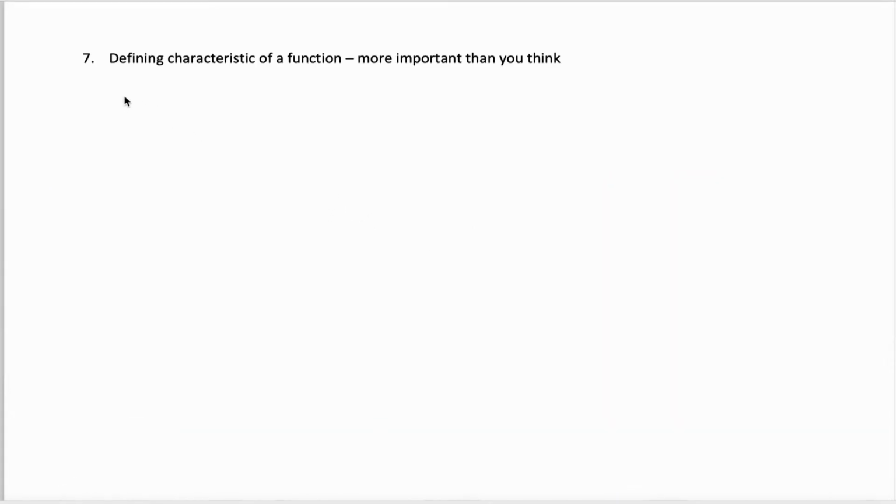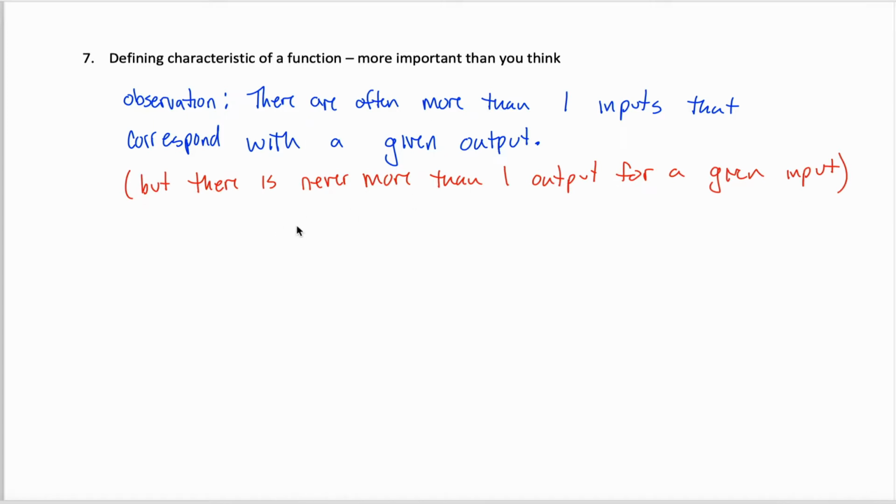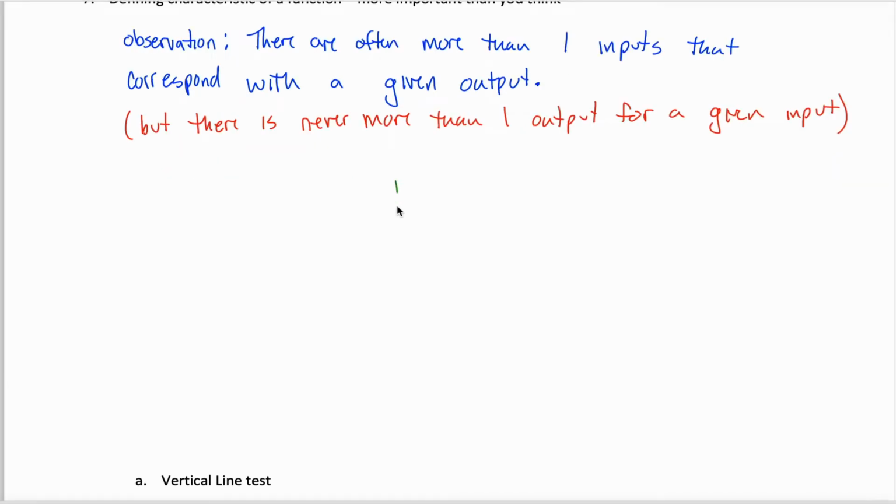From the examples that we've done so far, you might come up with this observation. And that observation is that there are often more than one input that corresponds with a given output. And maybe parenthetically, I'll add that there's never more than one output for a given input. In terms of our flow chart, it's totally fine to take two different inputs, I don't know, 1 and 5 maybe, and in either case have the same output come out, maybe the number 2, sure.